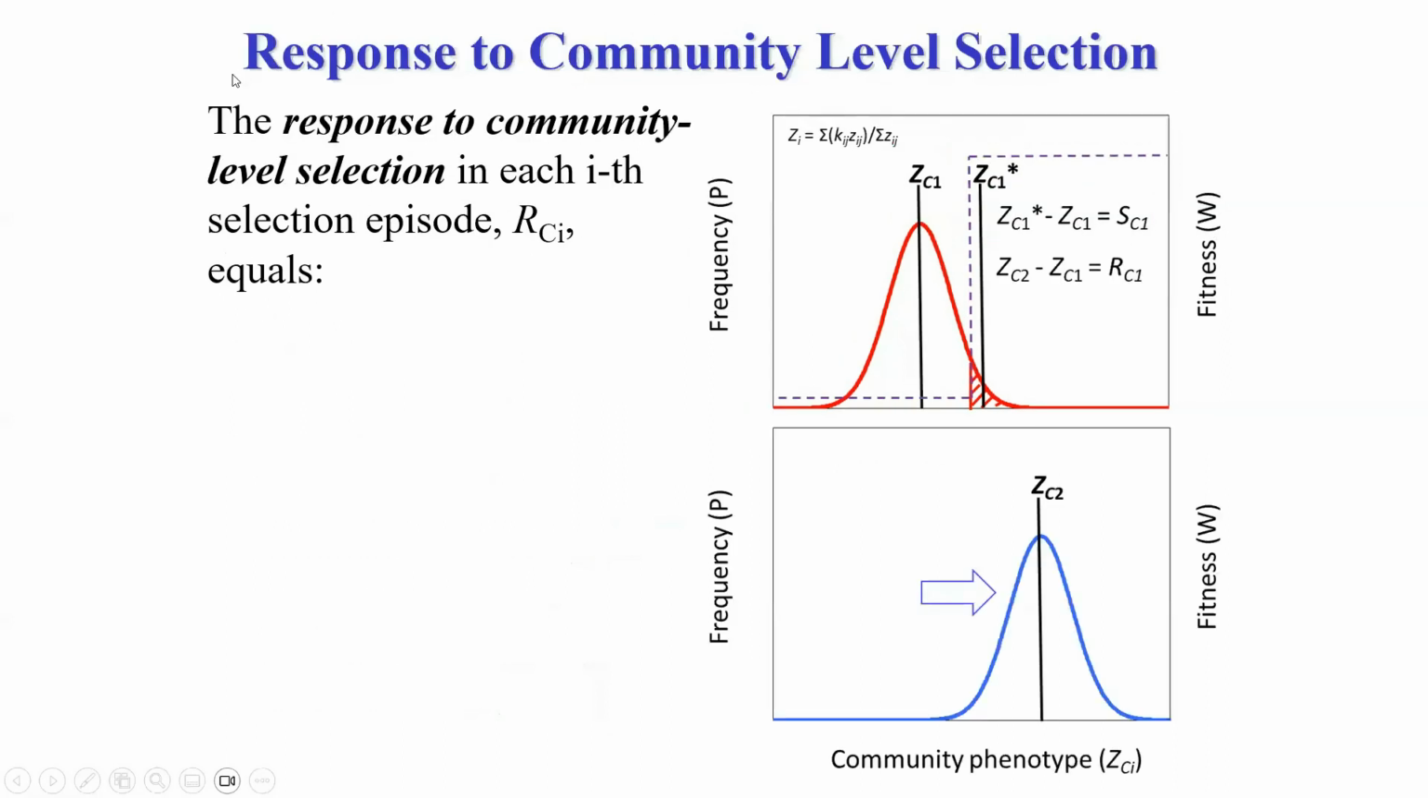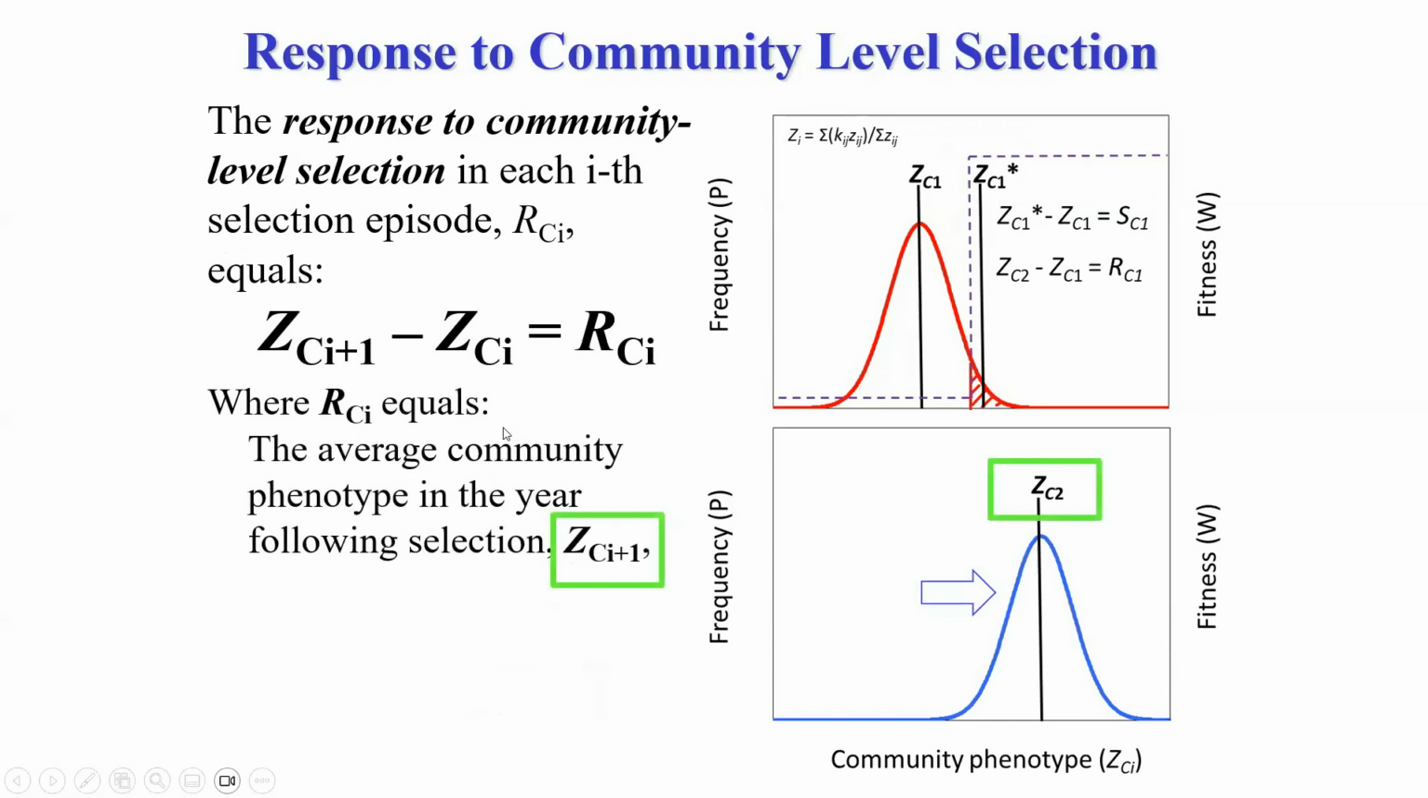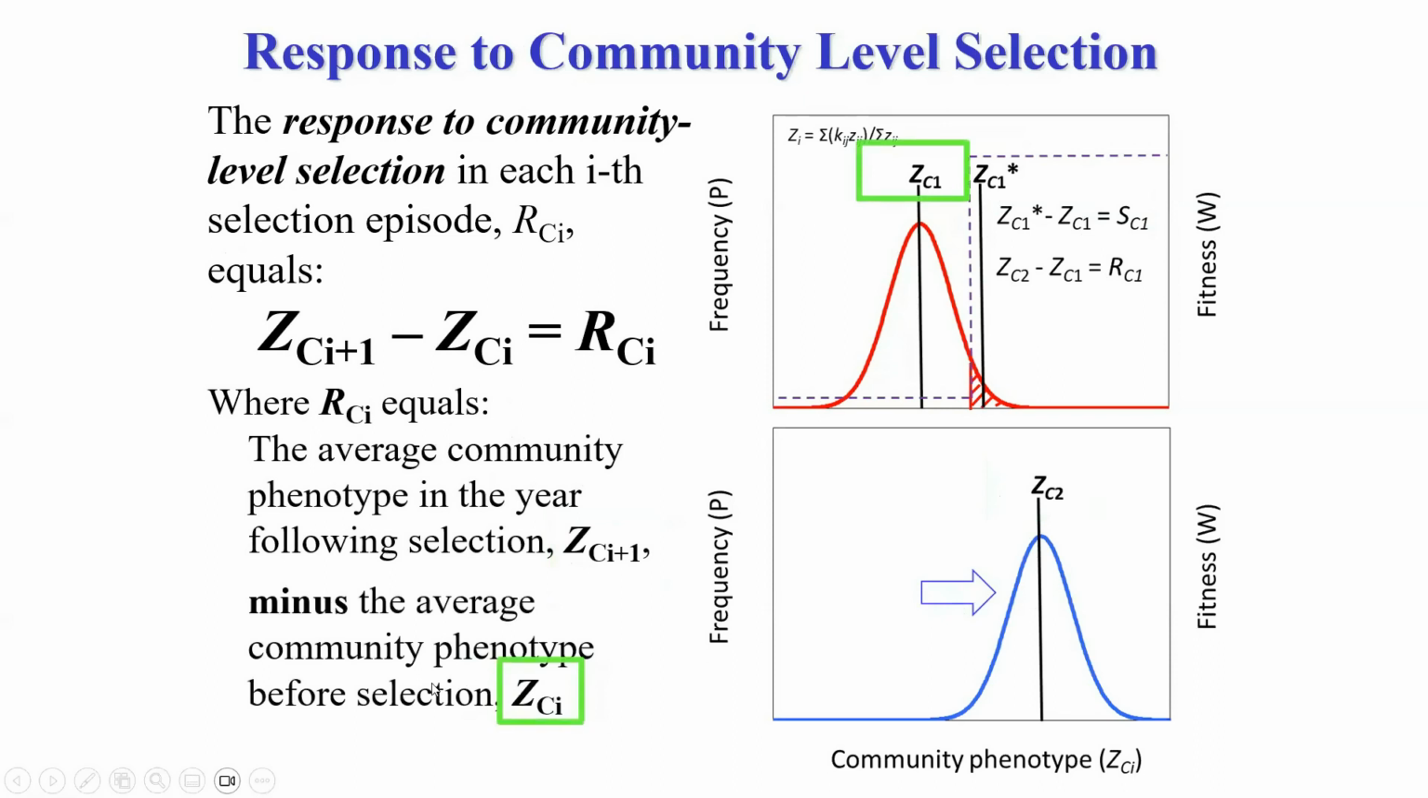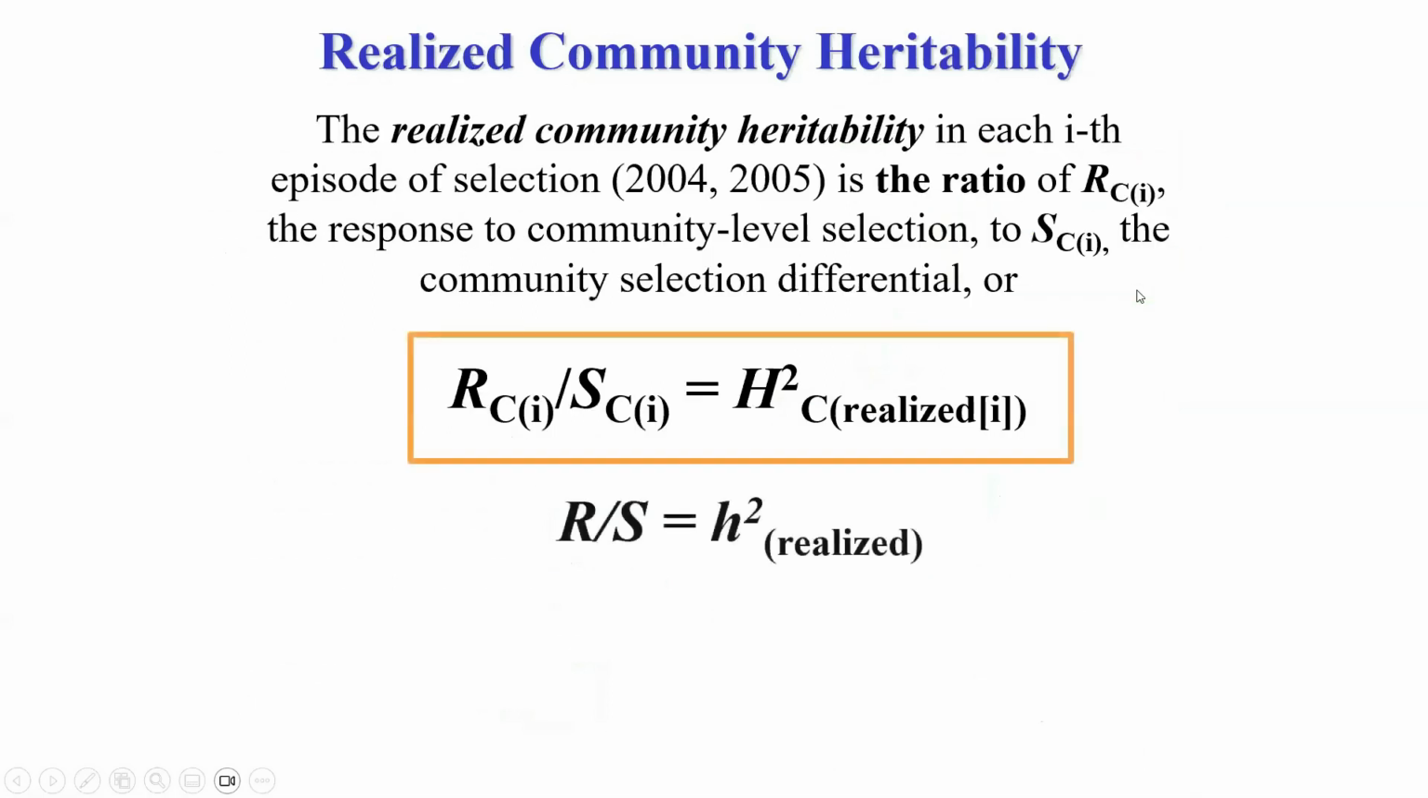The response to community level selection is equal to R sub C, and that response to community level selection equals the average community phenotype in the year following selection minus the average community phenotype before selection is imposed. So we now have values for our community selection differential, as well as our response to community level selection. And we can now calculate a realized community heritability.